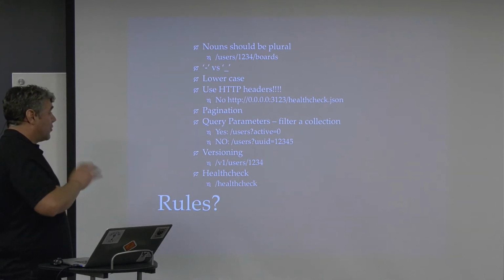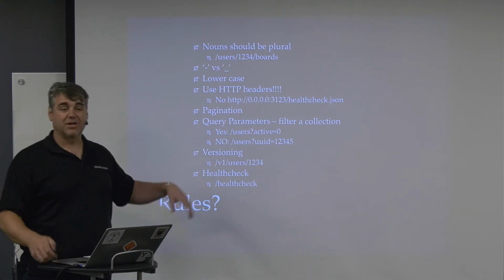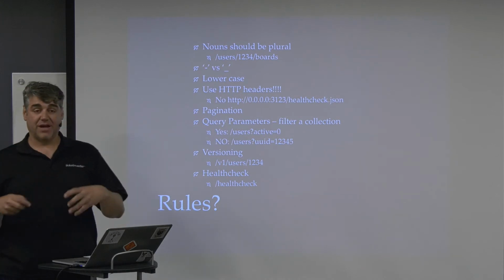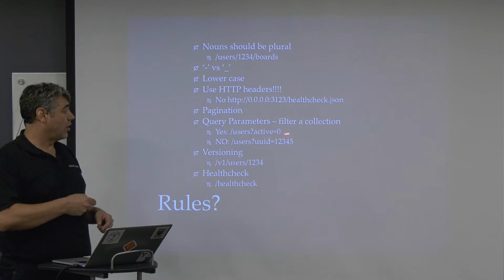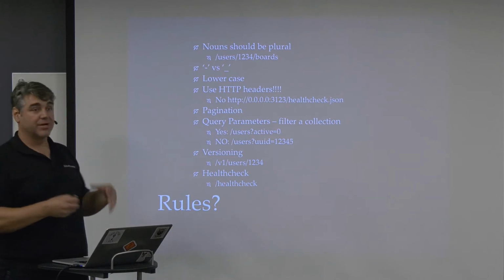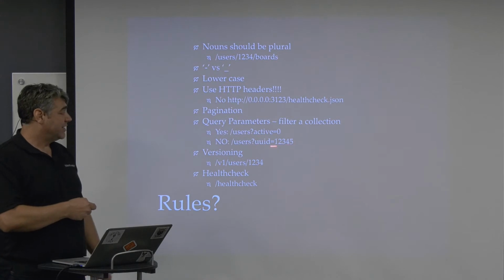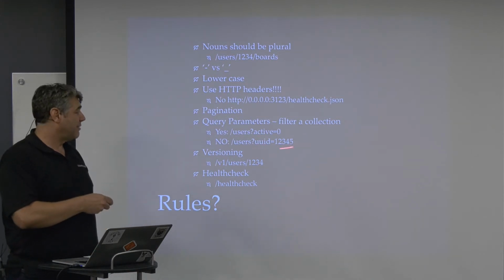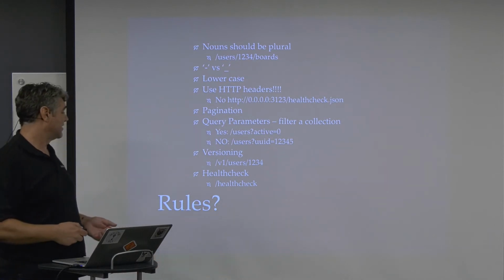Query parameters. Anything in query parameters, basically after the question mark, is for filtering a collection. It's not about identifying an object. So yes, you want all your users that are not active. That's great, because you're going to take a big collection and make a smaller subset of it. Where UUID equals 1, 2, 3, 4, 5, you're trying to get back a singular entity. That's a bad use of it. It probably is supported, but it's not the best use of it.